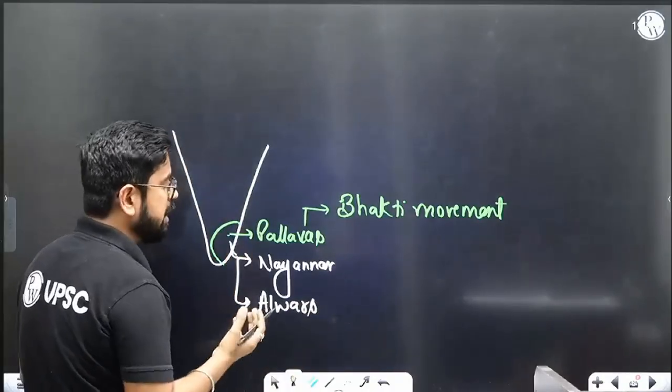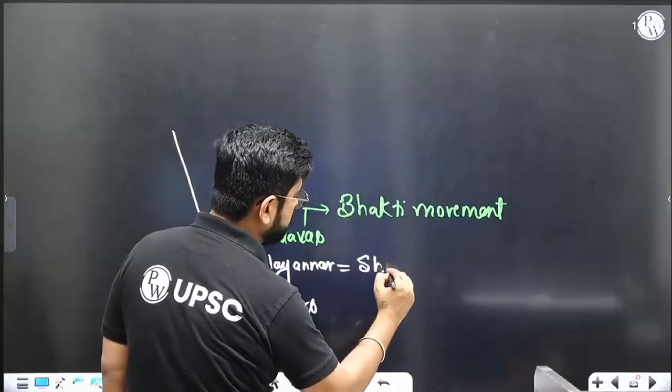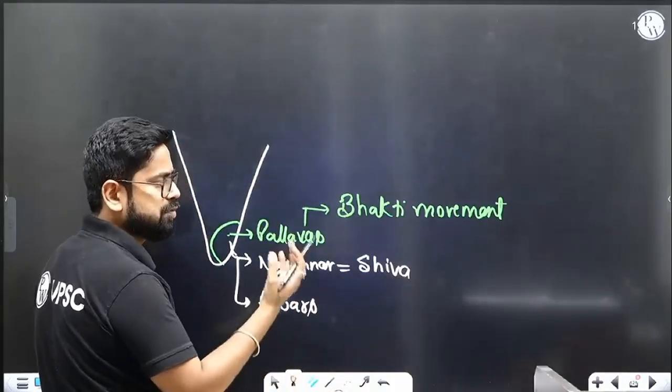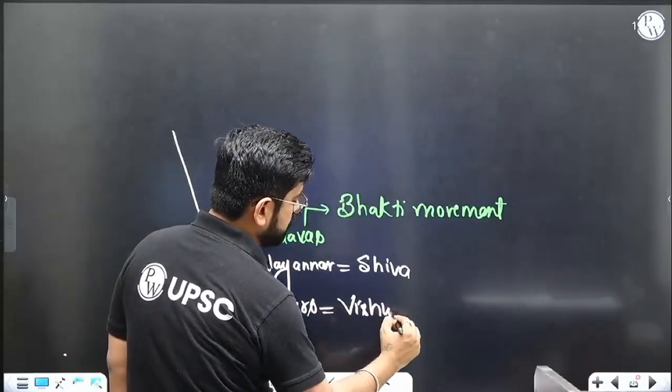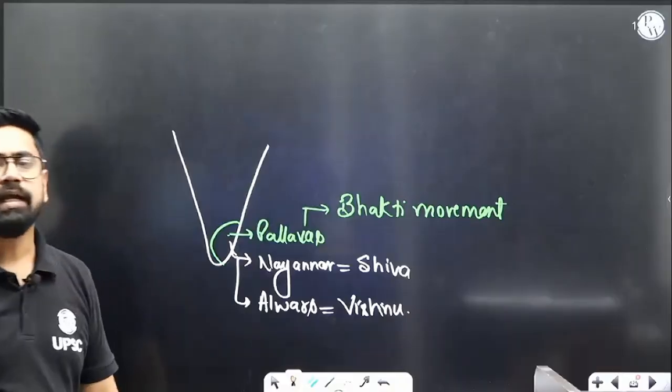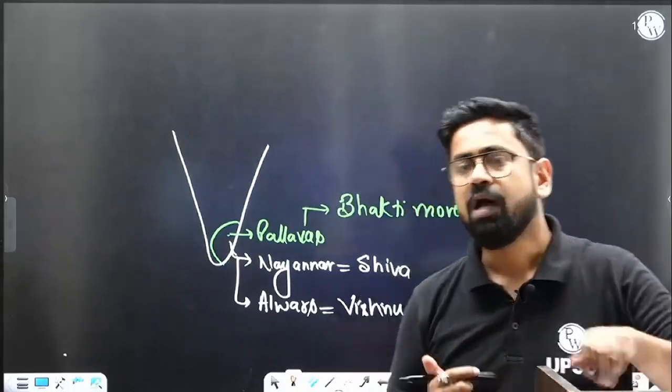Nayanars means Nayan means Aankhein, means eyes. Bhagwan Shiva has an extra eye, so yes, they are the followers of Shiva. And they made a lot of bhajans, a lot of preaching about Bhagwan Shiva. And Alvars are the followers of Vishnu. Here it's more about kirtans, songs, poems, prayers about Shiv and Vishnu.